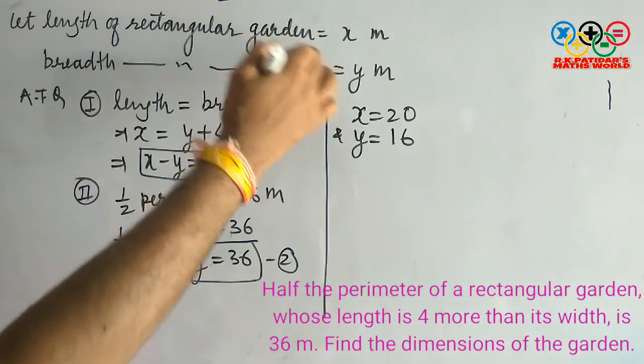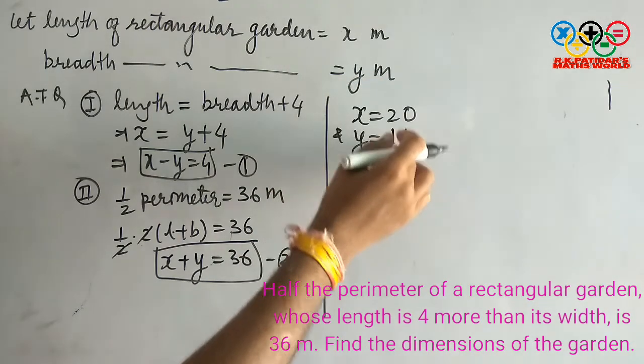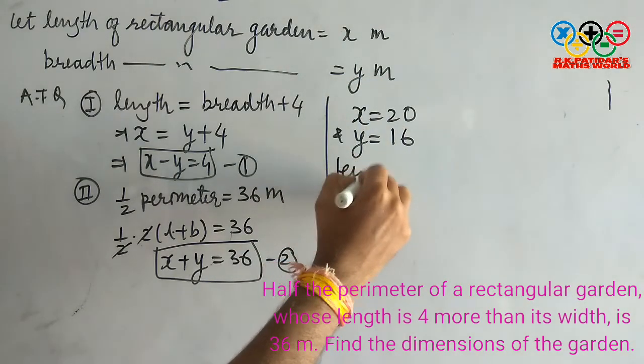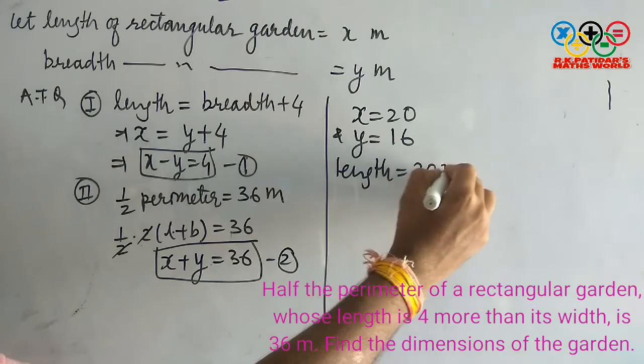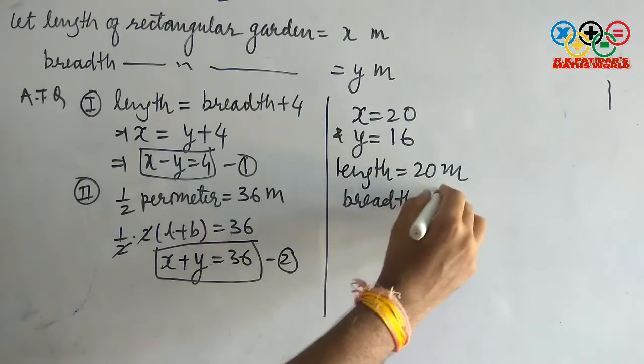So the length will be 20 and the breadth will be y, means 16. So the length will be 20 meters and the breadth will be 16 meters.